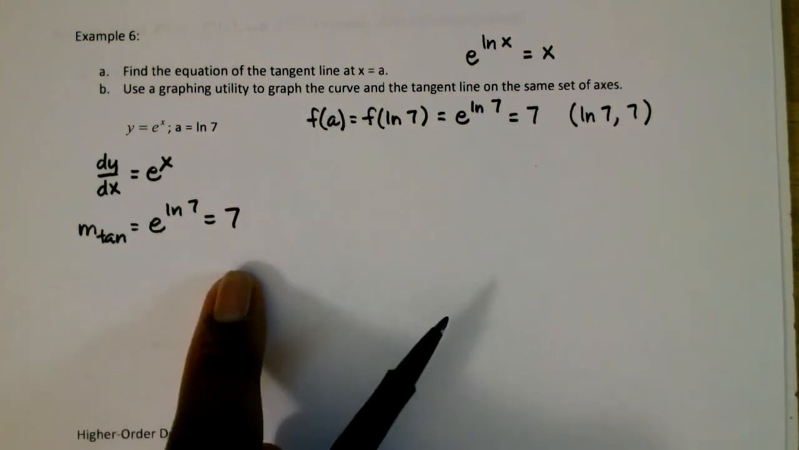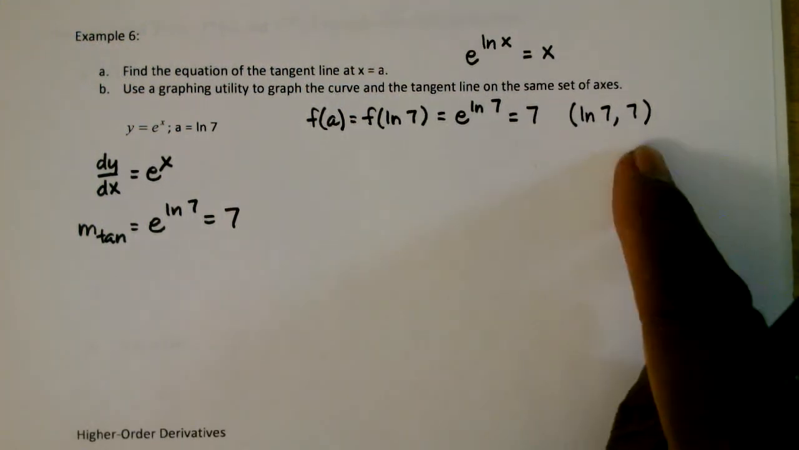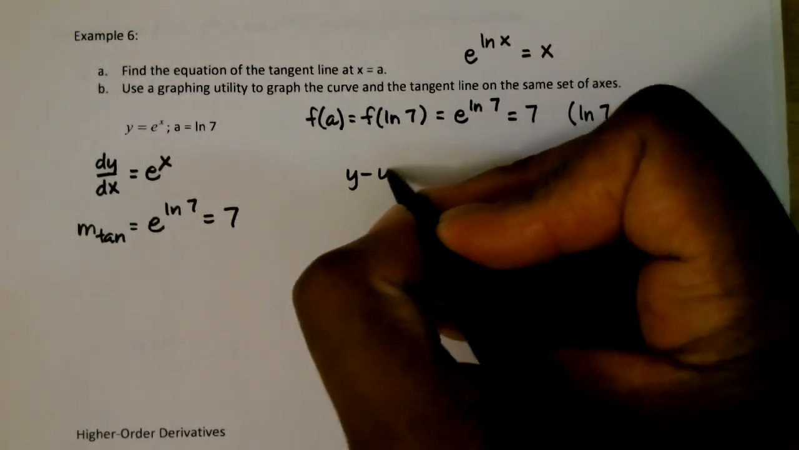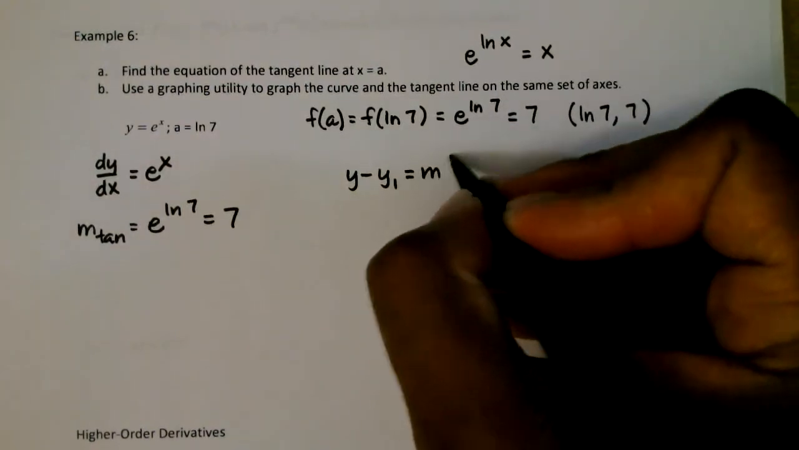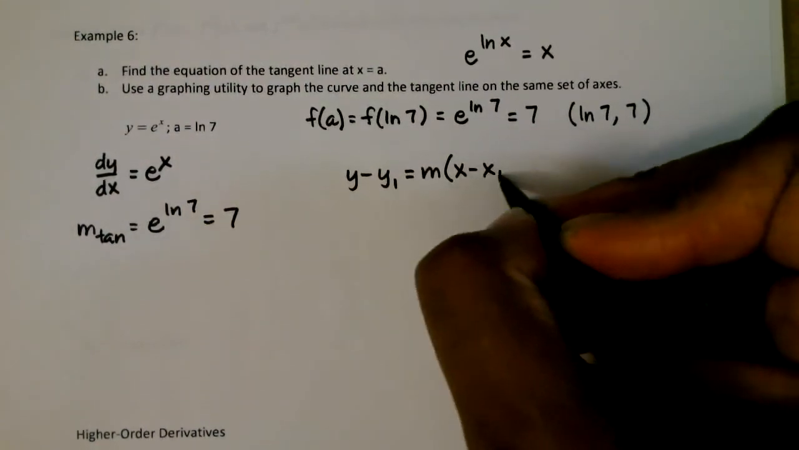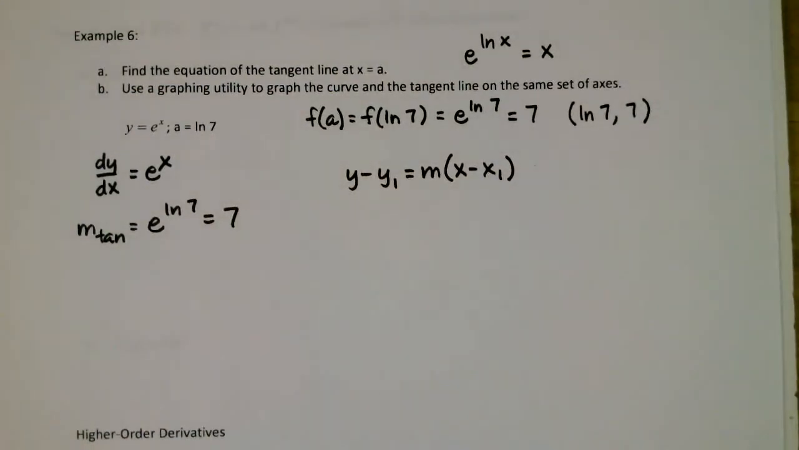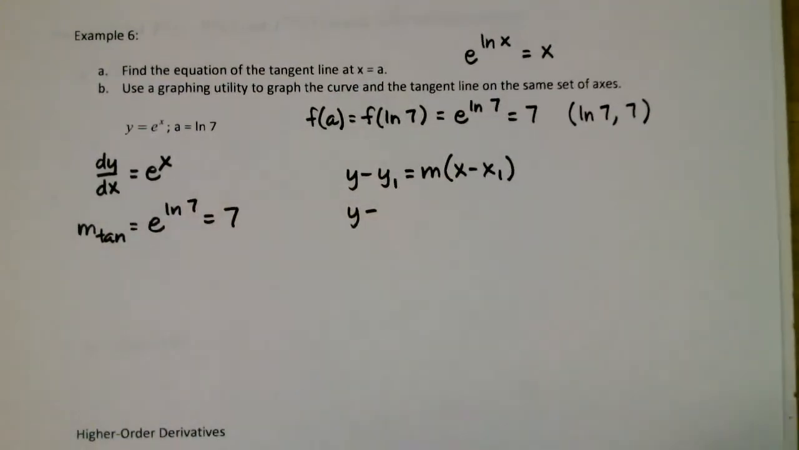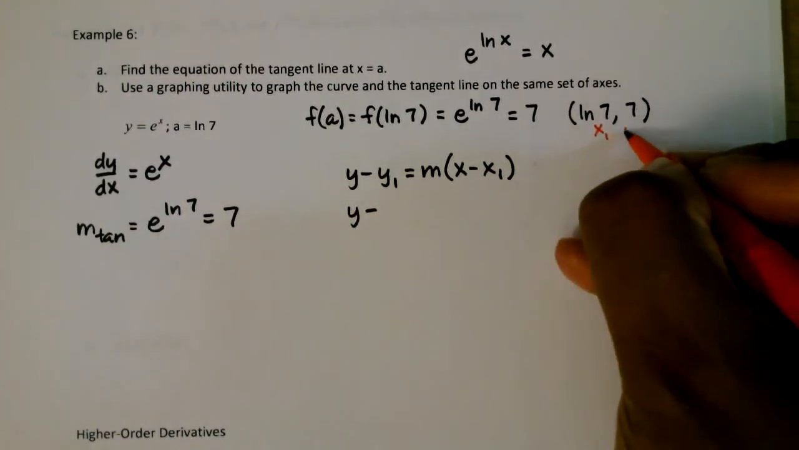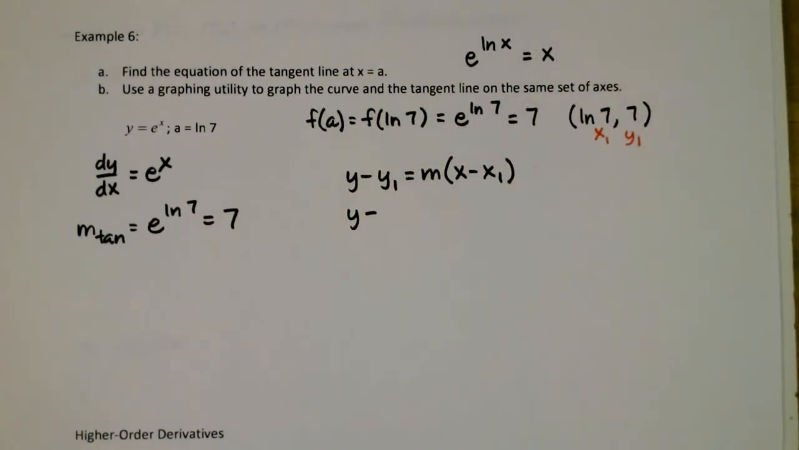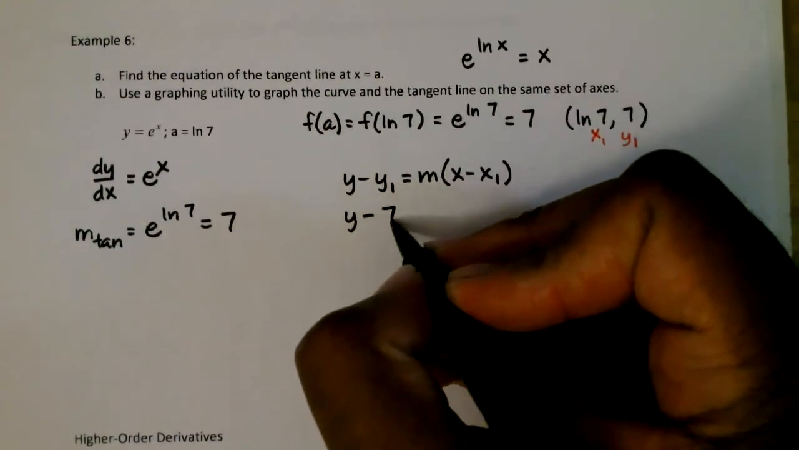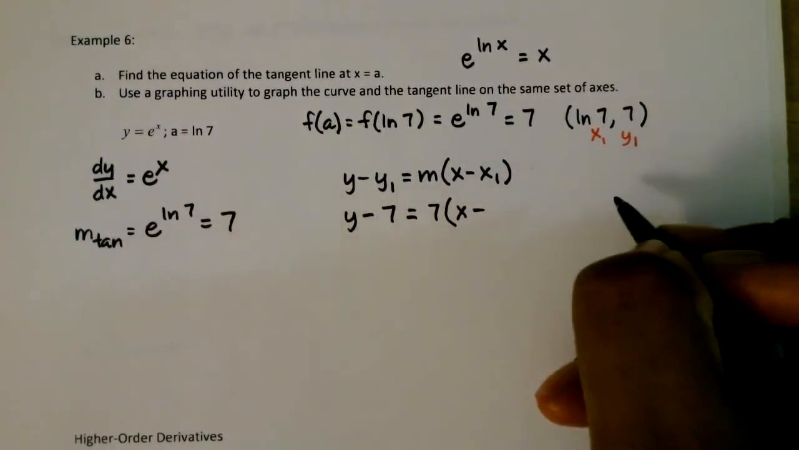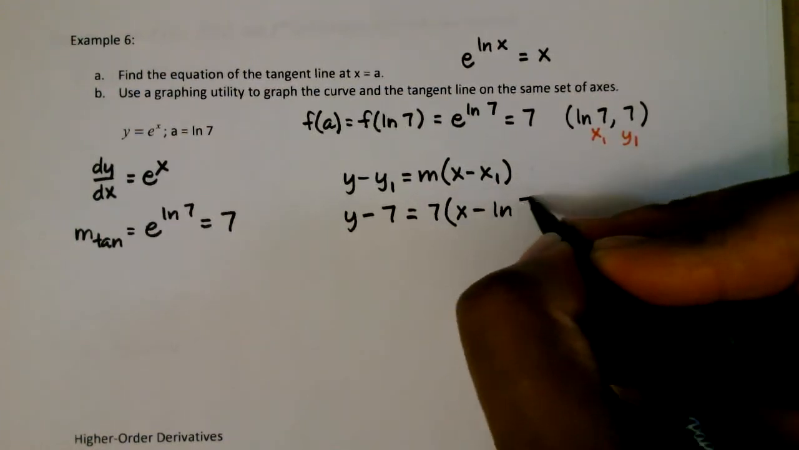And then we're going to use the slope of the tangent line along with this point, ln 7 and 7, in our point slope form. So this will be y minus y1 is equal to m times the quantity x minus x1. So here we're going to have y minus, and of course, this is x1, that's y1. So y1 will have to be 7. Y minus 7 is equal to the slope, that's 7, times x minus x1, which is ln of 7.